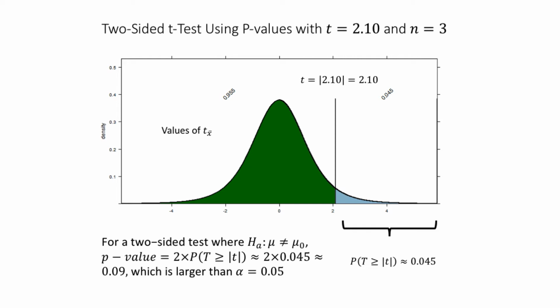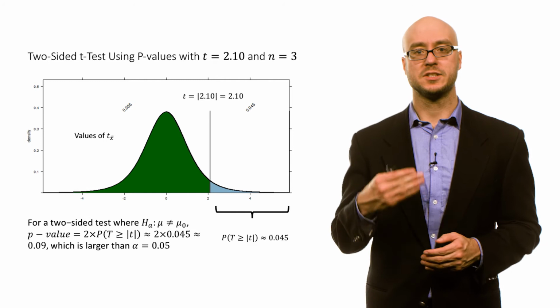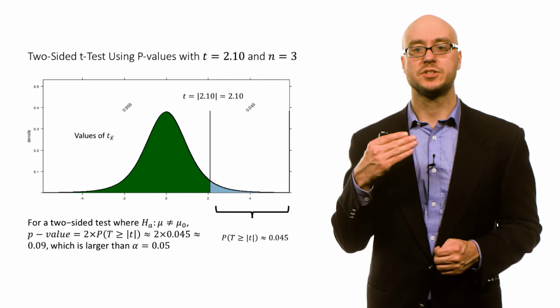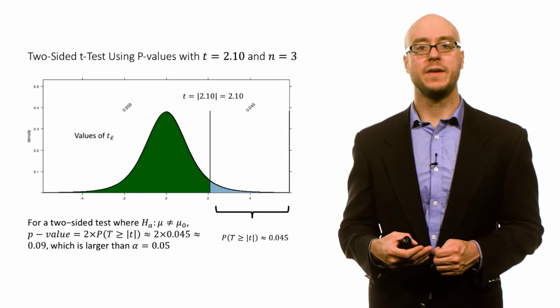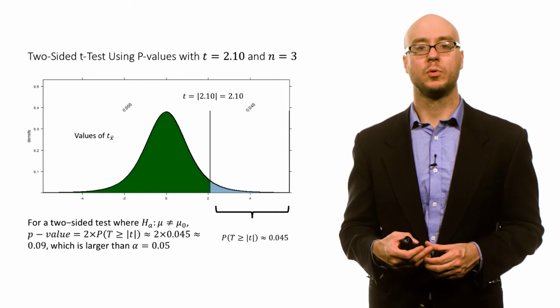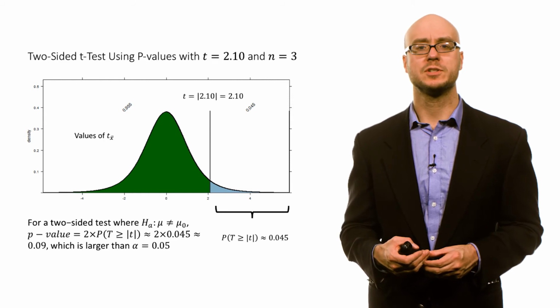That p-value is going to change depending on the sample size. That's because the shape of the t-distribution changes depending on the sample size. This is why we typically use statistical software to calculate p-values using the t-distribution. But let's look at this. So if our t-test statistic is 2.1 and our sample size is 3, then our p-value is about 0.09. That's larger than 0.05. So we would fail to reject the null.